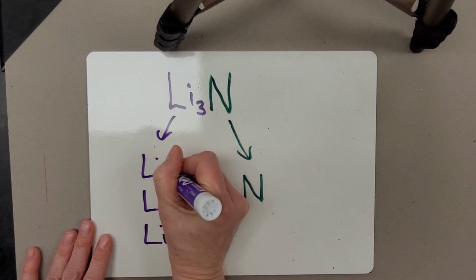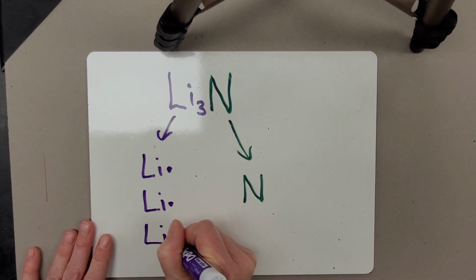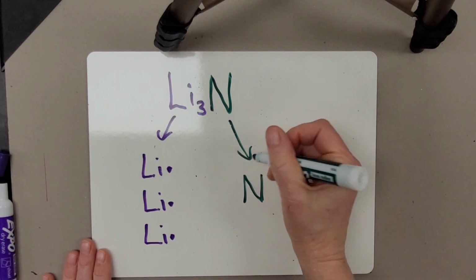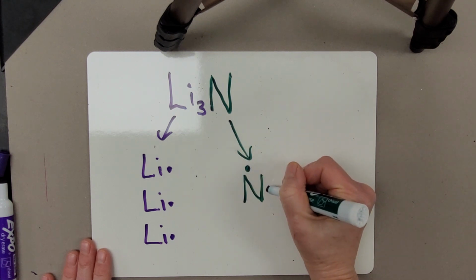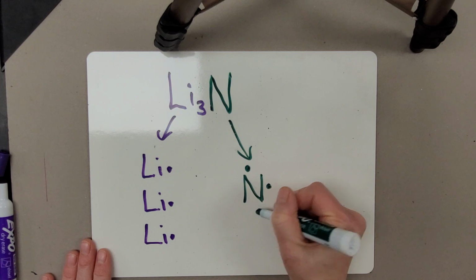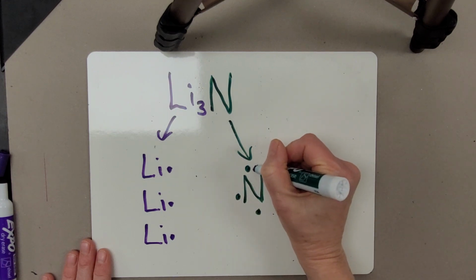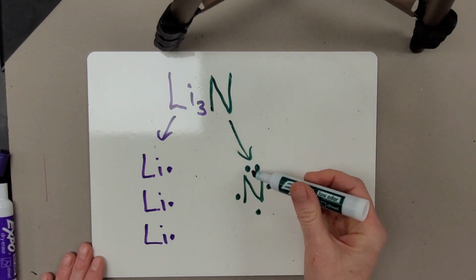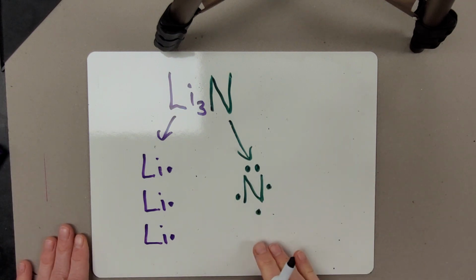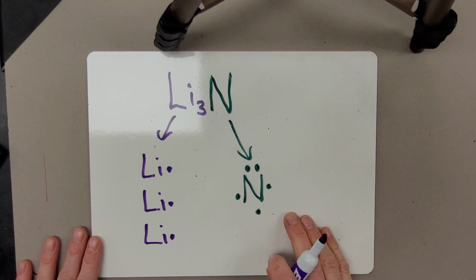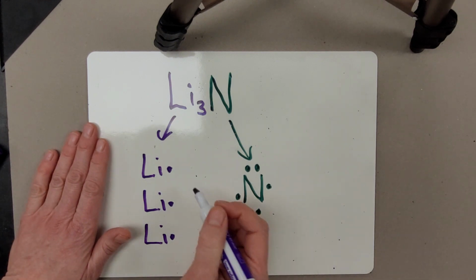Each of these has 1. These are our metals. And then our nonmetal here has 5, but we're going to do that 1 on each side thing. So 1, 2, 3, 4, and then 5. And that's how it ends up. We got 1 pair and 3 unpaired electrons. And each of these unpaired electrons is going to want a partner. So we're going to start transferring electrons over like this.